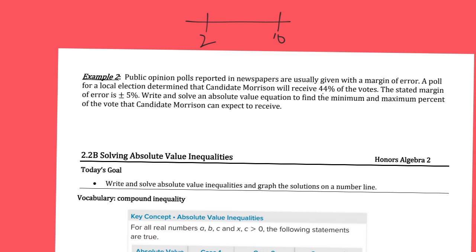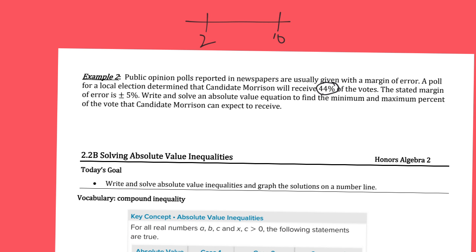So on this one, they're saying, if you are in politics, you normally do a poll. Not always, but for the big, important elections, you might do a poll and say, hey, how are you likely to vote? And you try to predict, are you likely to win? Are you not? What's going on? Well, they said that the likelihood of them winning is 44%. But their errors could be off by 5%.